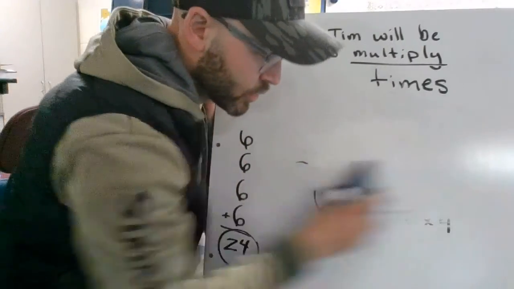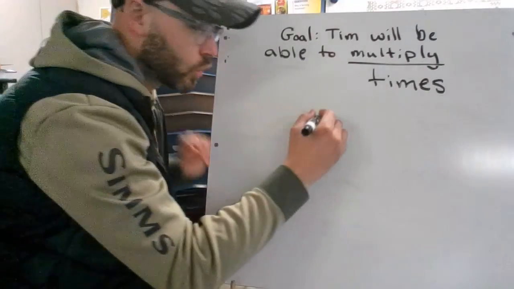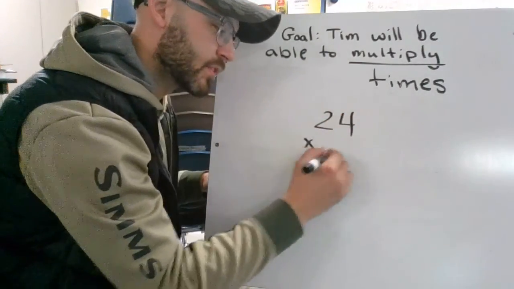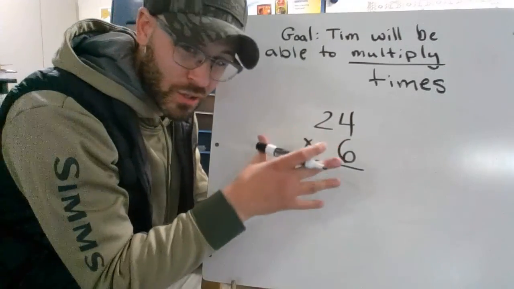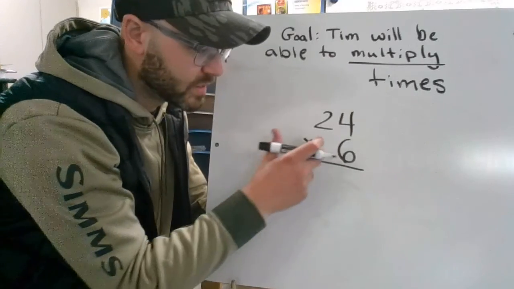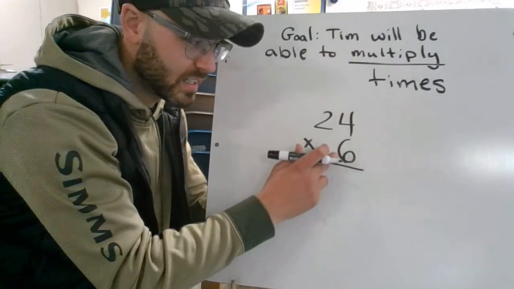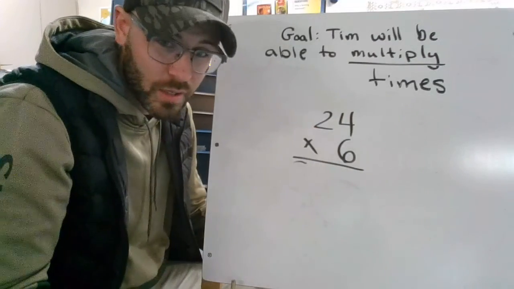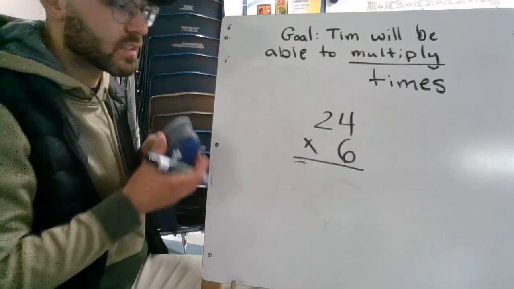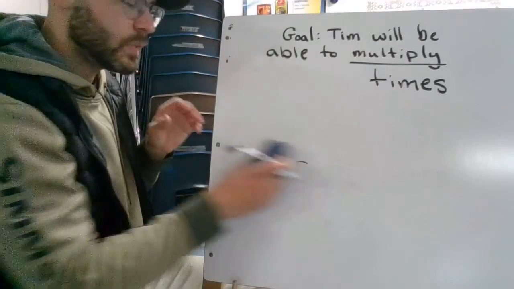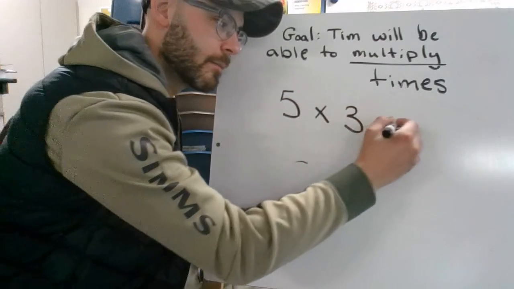I'll try to make the video as short as I possibly can, Tim, but I'll show you one more thing. If I had 24 times 6, we're not quite to this yet because I'm not going to sit and draw 24 circles and put 6 in each circle. I could, I guess, do 6 circles and put 24 in each, but that might be a lot of addition. For now, we're just going to stick to single-digit numbers like 5 times 3.